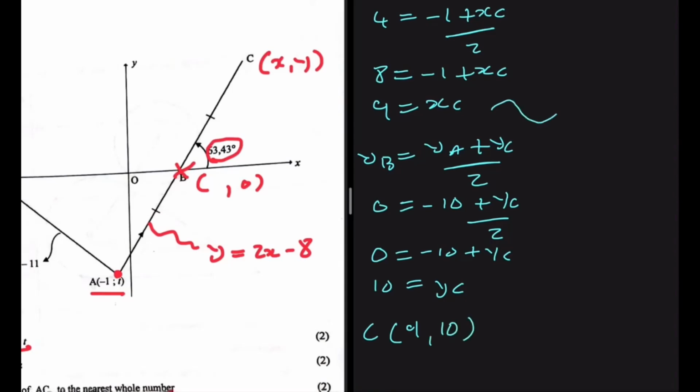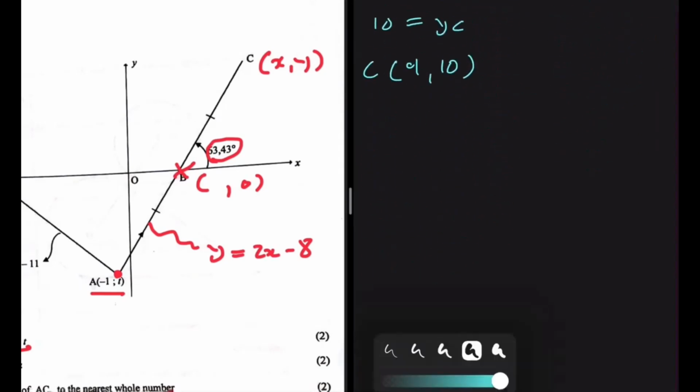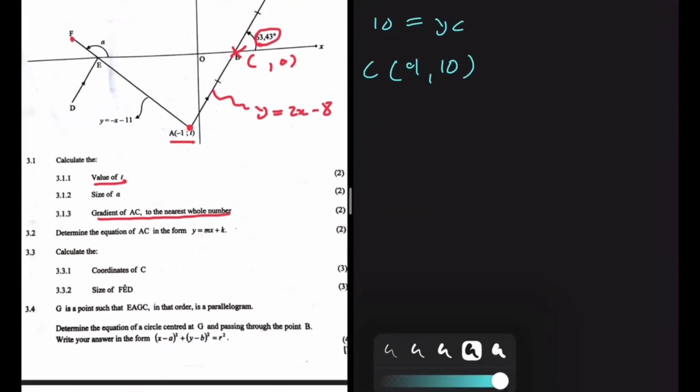But let's substitute this coordinate into the equation for that line. So the equation of that line says 2x minus 8, right? So we're going to have 2 multiplied by x, which we're saying is 9, and then minus 8. 2 multiplied by 9, that is 18, minus 8 is equal to 10. So yeah, we get y is equal to 10 using both of those two ways. Right, that's 3.3.1. Getting fatigue.